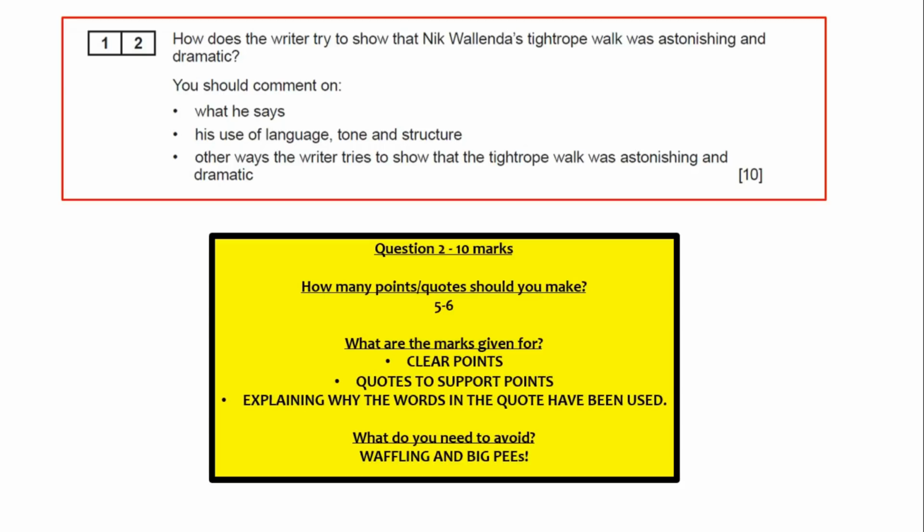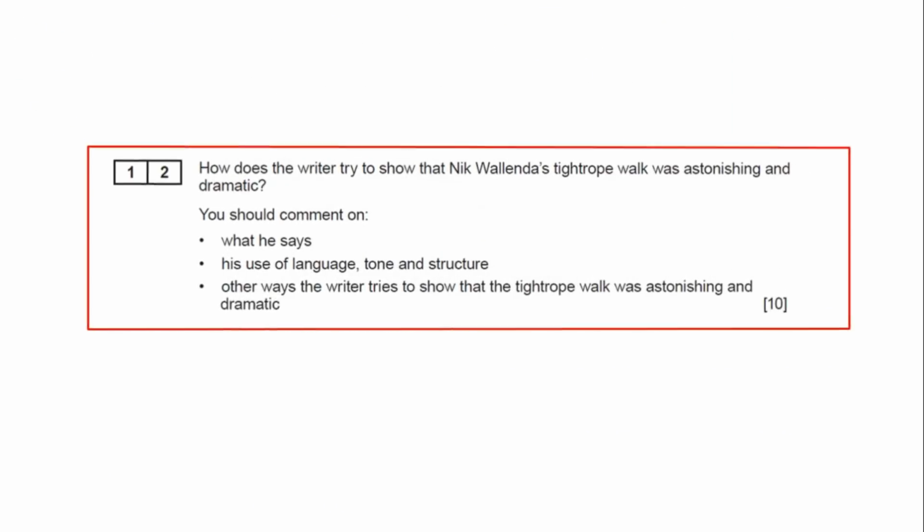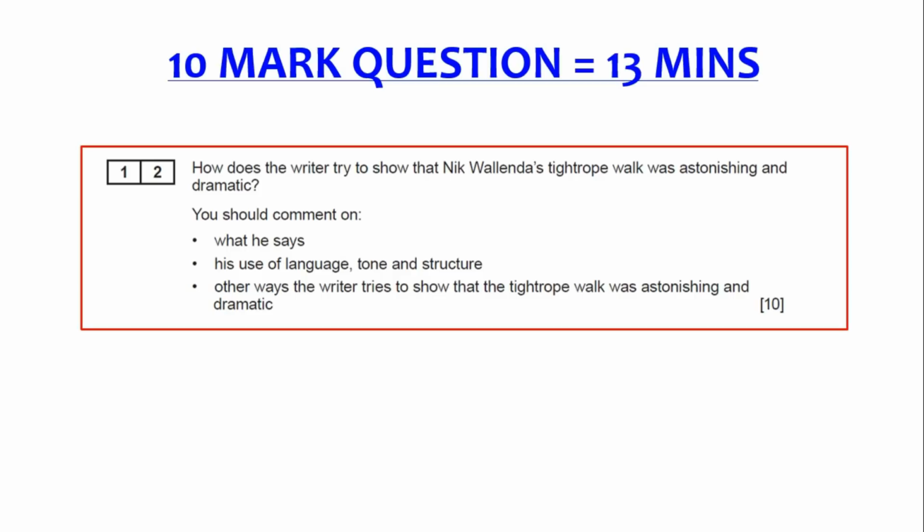Clear points, clear explanations. What we want to avoid is waffling or big PEs. So we prefer to look at quite a lot of quotes. So we prefer 6 or 7 small PEs as opposed to just 2 PEs that are huge. Okay, question 2 is always going to be there in the exam. Okay, so it's a 10-mark question.